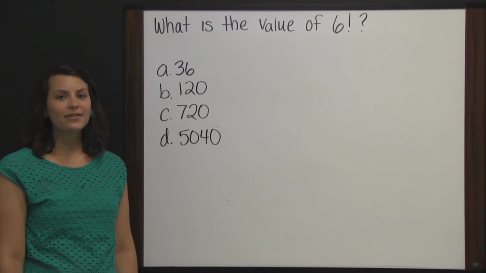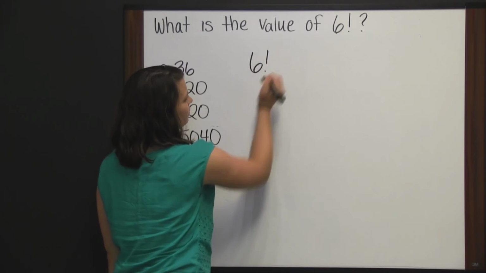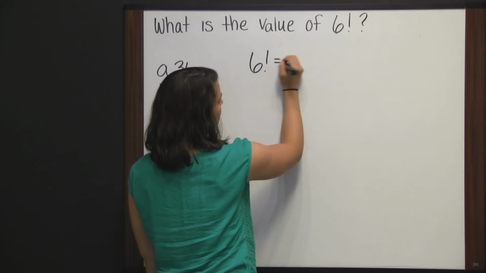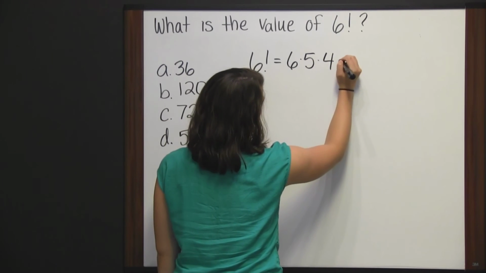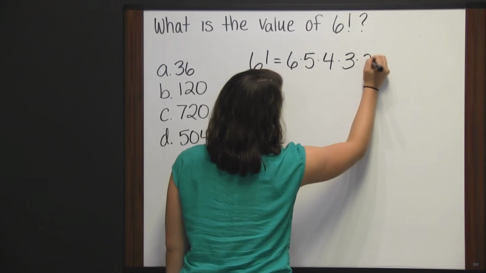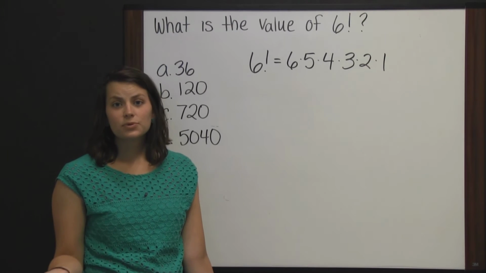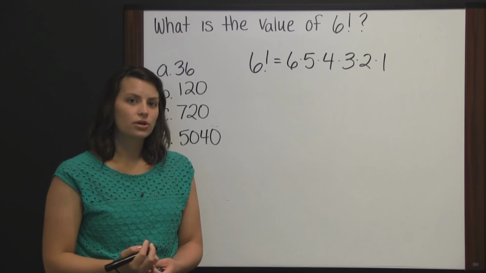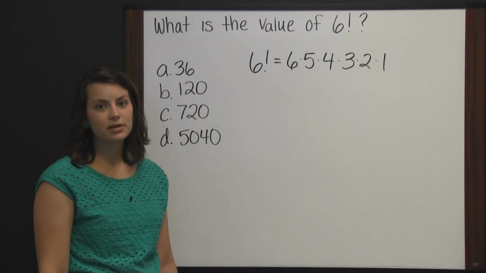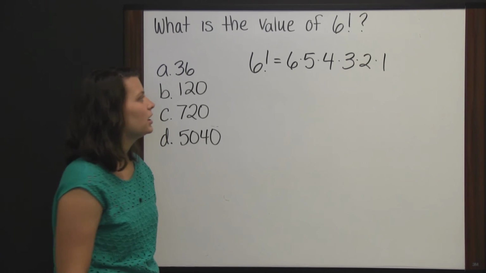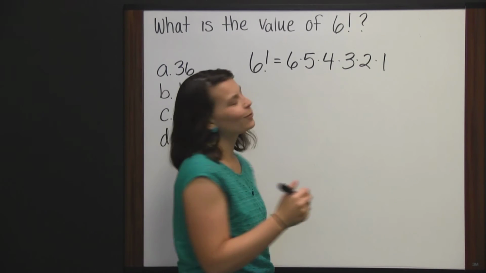What is the value of 6 factorial? What 6 factorial means is 6 times 5 times 4 times 3 times 2 times 1. And so since we're just multiplying a series of numbers, you can multiply them in any order you want. So you can take any two numbers and multiply those together first and then continue multiplying. But I'll just multiply them in order.